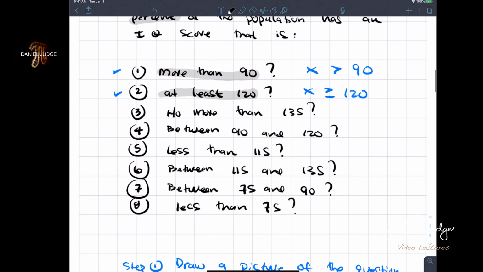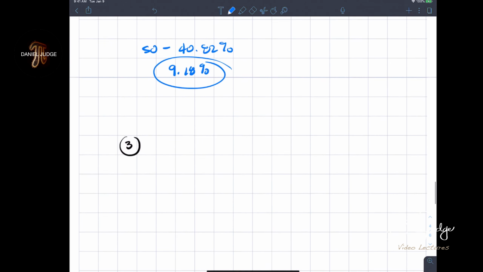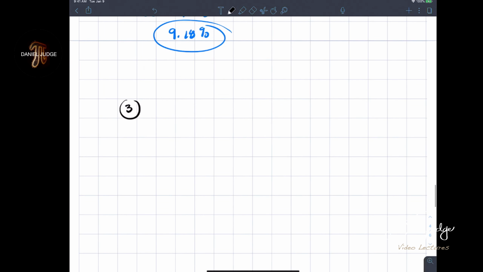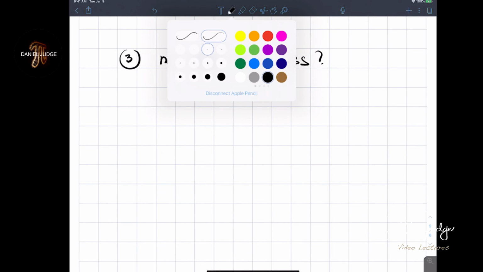No more than 135. What is no more than 135? Again, that's IQ scores less than or equal to 135. This is a bit different. No more than 135. For those people who want to draw pictures, and I say draw those pictures, no more than 135 here. I always say draw a picture of the question.